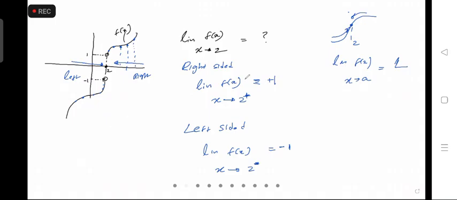But here, can you write it this way? No. Why? It is totally different. When you come from the right end, the value is plus 1. When you come to the left end, the value is minus 1. So you cannot write the limit like this, because they reach two different values when you come from the right hand and the left hand. So what happened here?